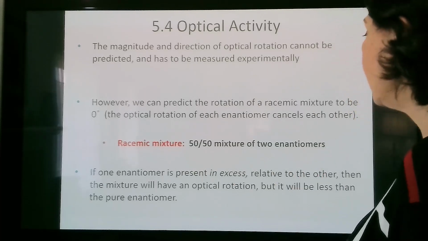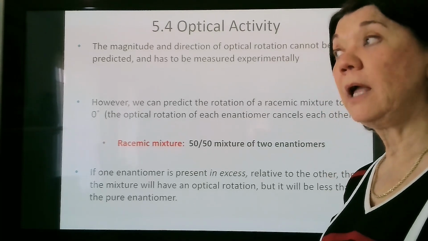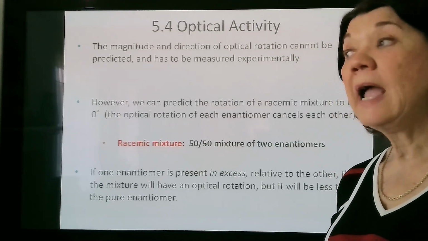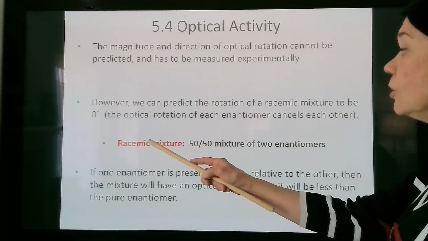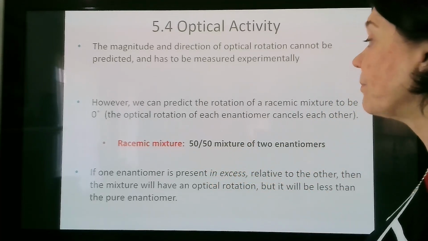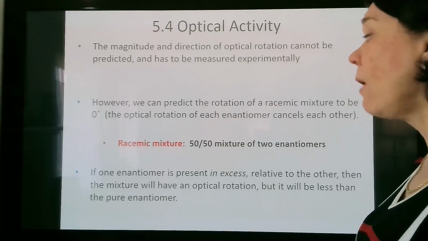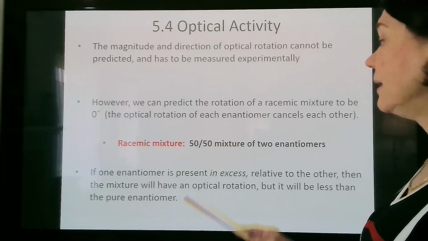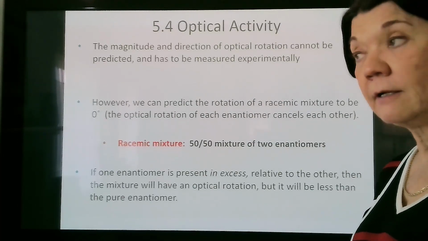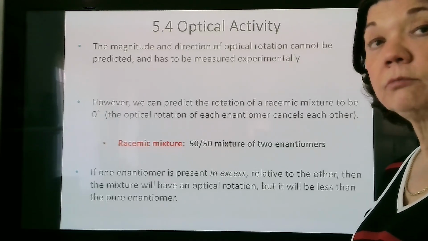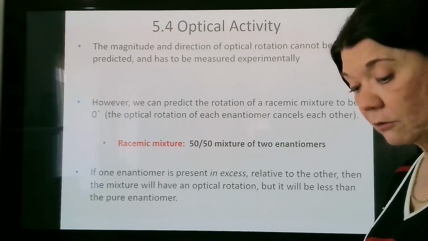But you can predict the rotation of a racemic mixture to be 0 because the R and S isomers rotate the plane of polarization of polarized light equally in opposite directions. And so if it's 50-50, they're going to cancel each other out exactly. And a 50-50 mixture is a racemic mixture. So there you have it, a 50-50 mixture of the two enantiomers. Half and half will be racemic, and it will not rotate the plane of polarization of polarized light. However, if it's not 50-50, let's say it's 55-45, it will rotate the plane of polarization of polarized light if they are optically active. It's not necessary that a chiral compound will always be optically active. But if it is, and it's not 50-50, it will rotate the plane of polarization of polarized light.